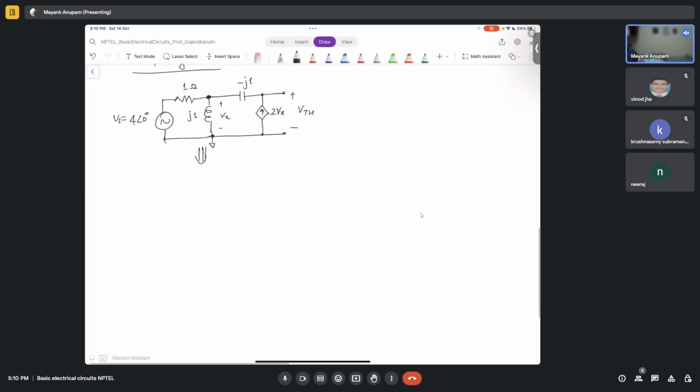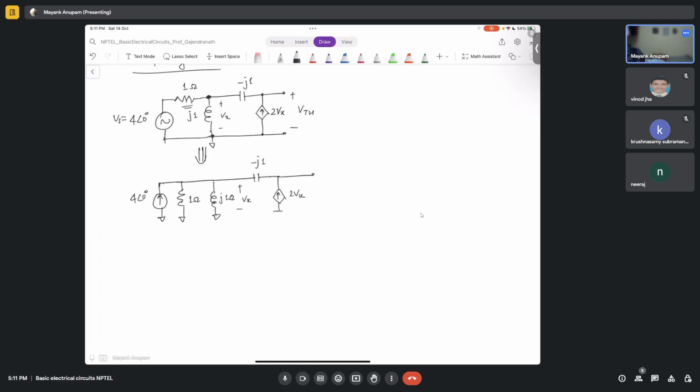So this can be equivalently written like this. If this voltage source is replaced by a current source, the current source value will be 4 angle 0 degrees, and this resistor will again be 1 ohm, in parallel with this one. And this will be j times 1 ohm, with minus Vx, and this is the current minus j1, and here 2Vx.